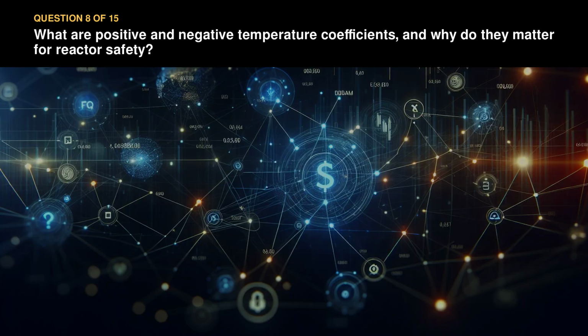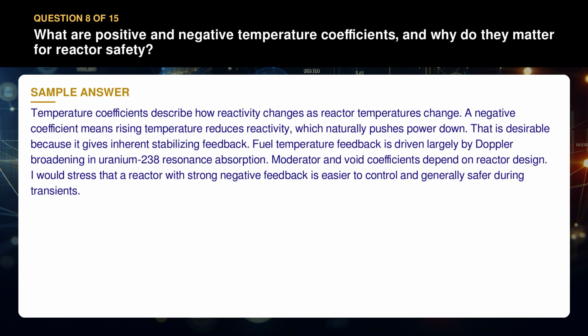Question 8. What are positive and negative temperature coefficients, and why do they matter for reactor safety? Temperature coefficients describe how reactivity changes as reactor temperatures change. A negative coefficient means rising temperature reduces reactivity, which naturally pushes power down. That is desirable because it gives inherent stabilizing feedback. Fuel temperature feedback is driven largely by Doppler broadening in uranium-238 resonance absorption.